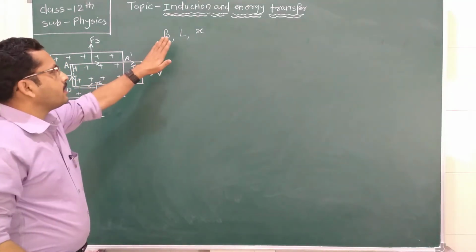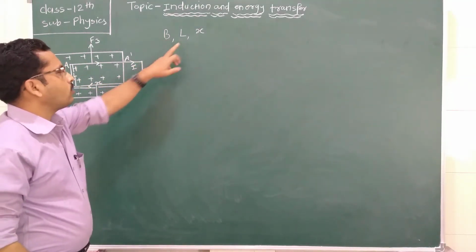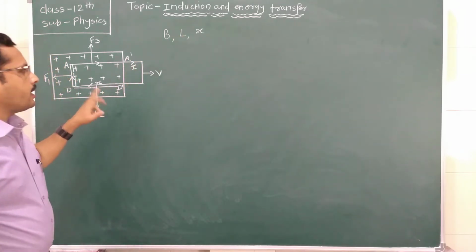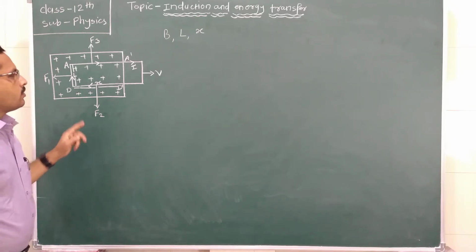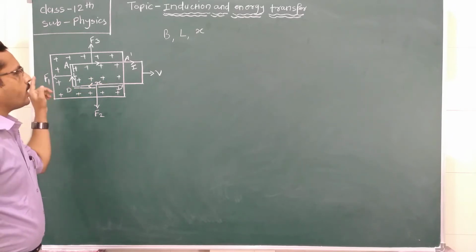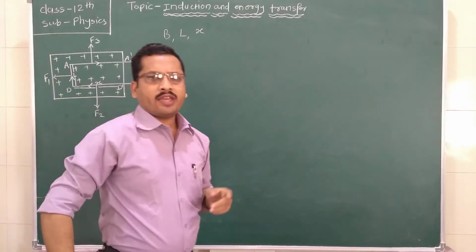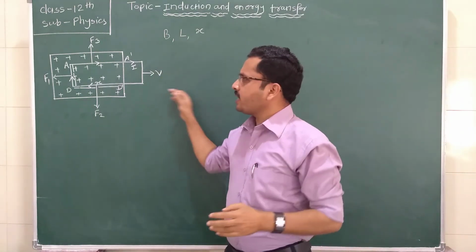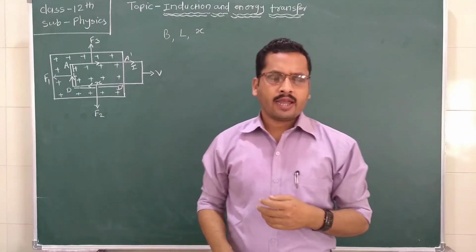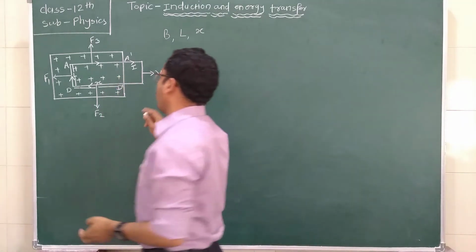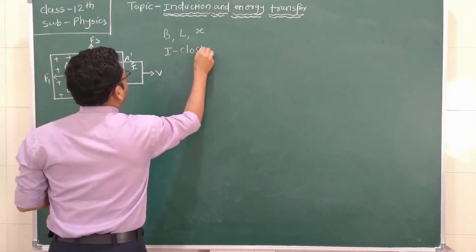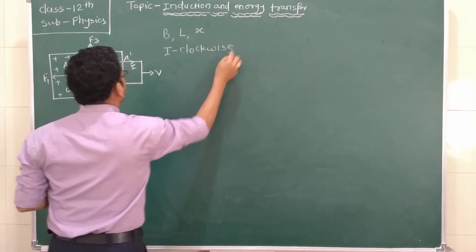So what is B? It is the magnetic field. L is the length of the loop, and this x is nothing but the length inside the magnetic field. Now we know that when this loop is moving inside this magnetic field, a current is developed inside the loop, and the direction of current is clockwise. So this current I is flowing in the clockwise direction like this.